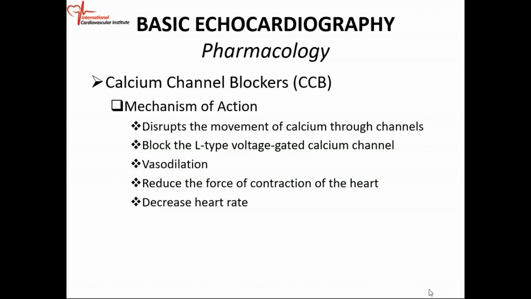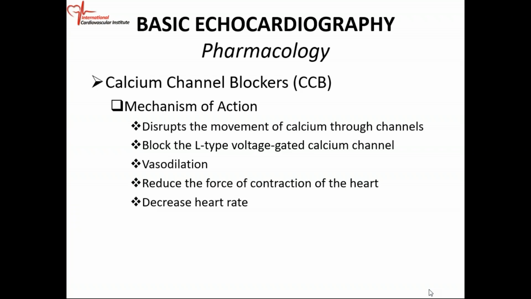The blood vessel dilates. And that is why we use them quite a bit to treat hypertension, because they cause vasodilatation. Some of the calcium channel blockers, not all, reduce the force of contraction of the heart as well and can decrease the heart rate, but not all the calcium channel blockers do that. The one that does not do it is amlodipine. And we'll discuss this further, but amlodipine does not reduce the force of contraction of the heart, and it does not decrease the heart rate.